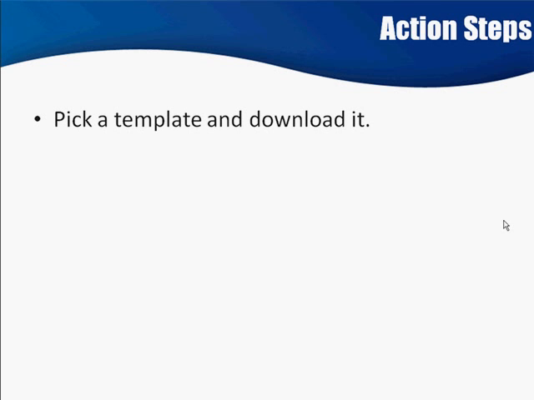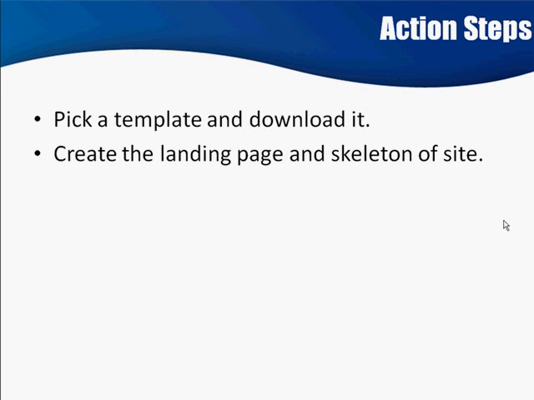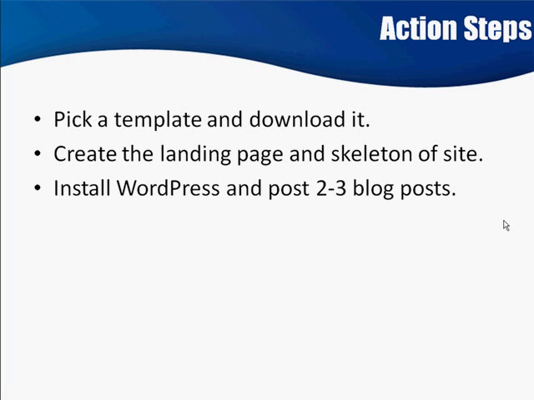Here are your action steps. You're going to go out right now, pick a template, download the template, create your landing page and the skeleton site. That means you've got all of the pages in place and they all link to each other with the proper names like About Us or Contact, whatever. Then install WordPress, post 2 or 3 blogs.